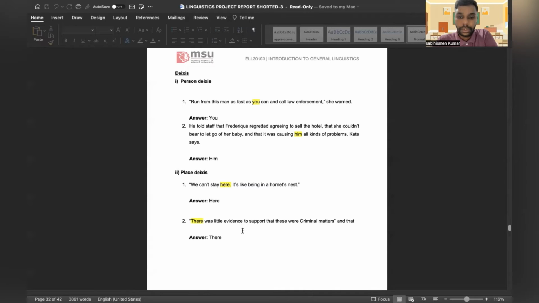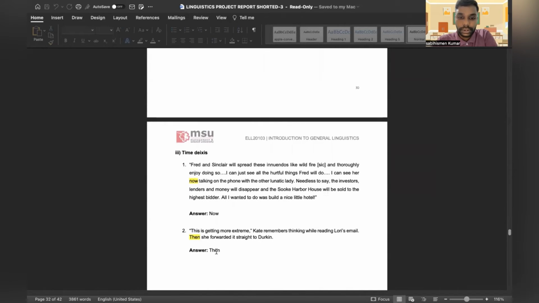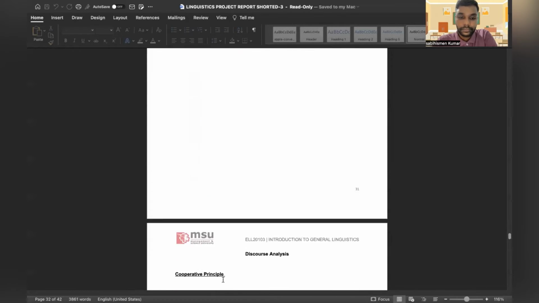"There was little evidence to support that this criminal matters," and this is mentioned as "there," which is known as a place. Moving on to time, this is getting more extreme. "Kate remembers thinking while reading Lori's emails that she forwarded straight to Duncan," which means "then" refers to time.